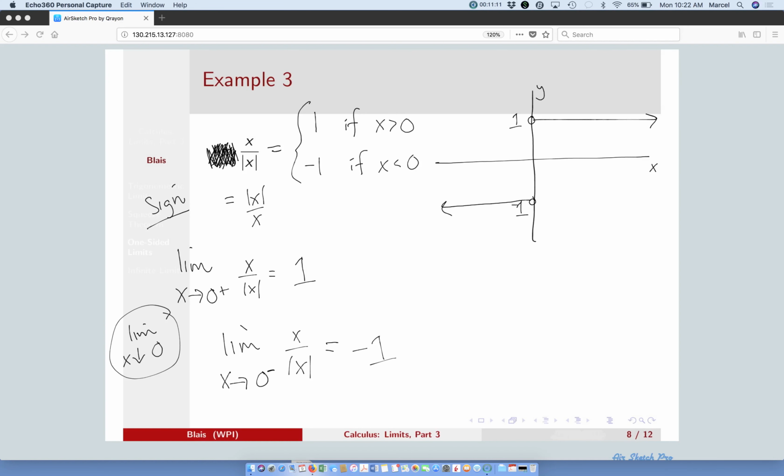If we want the limit of this function overall, you would need to be honing in on the same value from the left and from the right. And given that these are not equal, this will mean that the overall limit as x goes to 0 of x over absolute value of x does not exist.